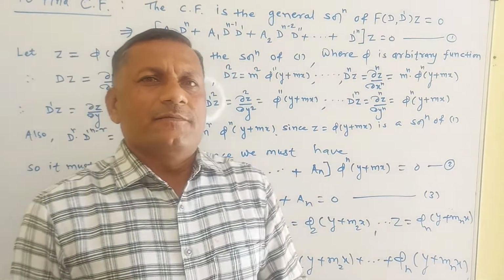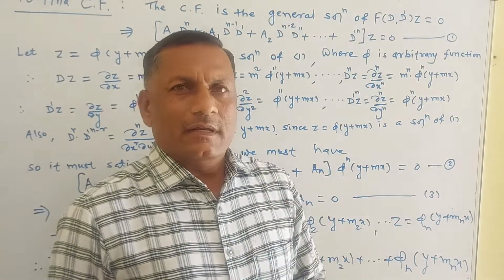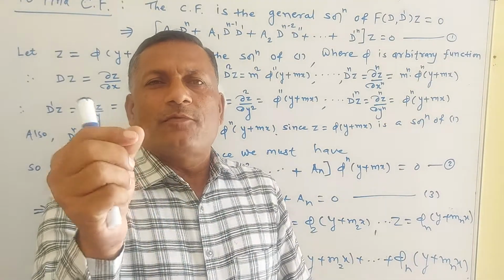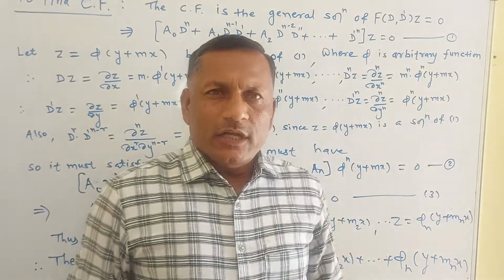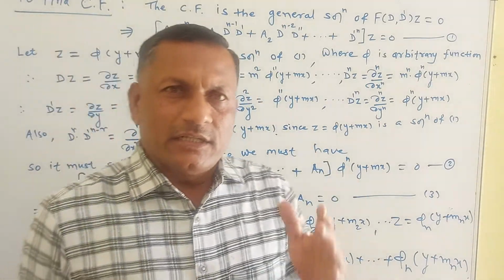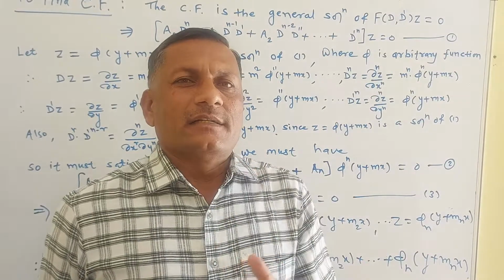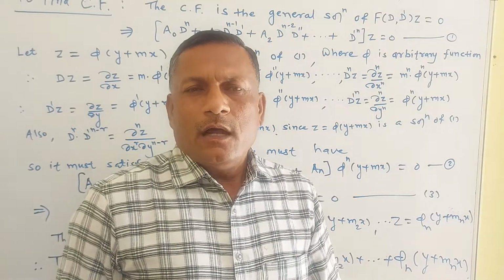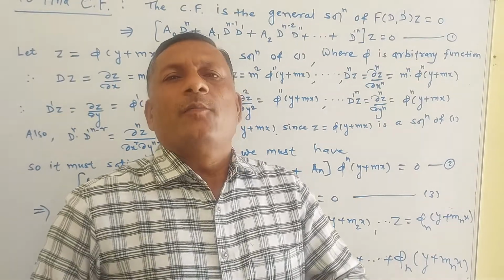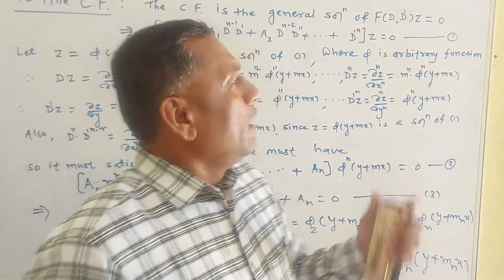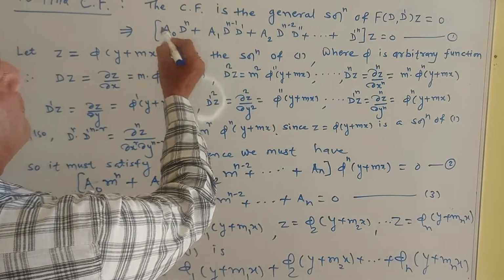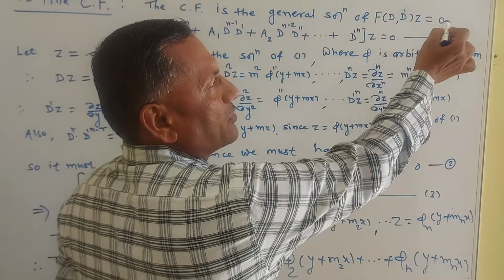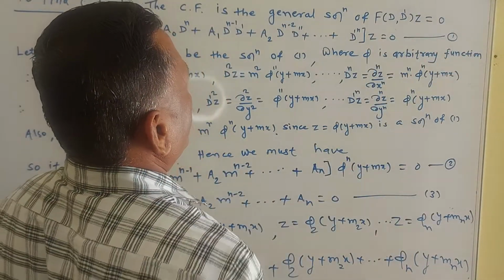We know the homogeneous linear partial differential equation of order n, that is, the equation f(D, D') operated on z is equal to f(x, y), and you know that it has a general solution z = CF + PI. CF means complementary function plus particular integral. Now we see how we find the complementary function today. The complementary function is the general solution of f(D, D') operated on z equal to 0.